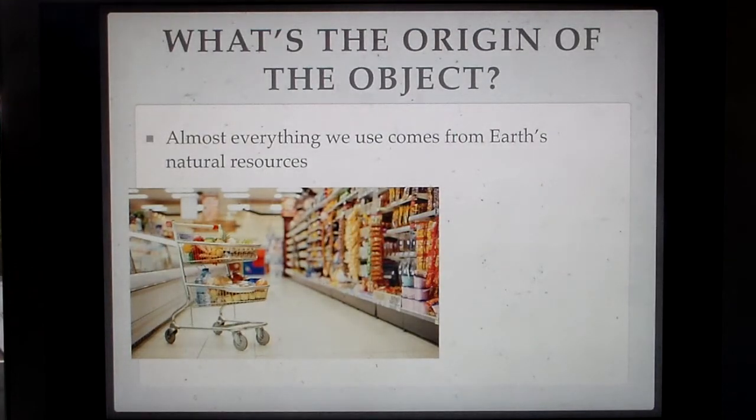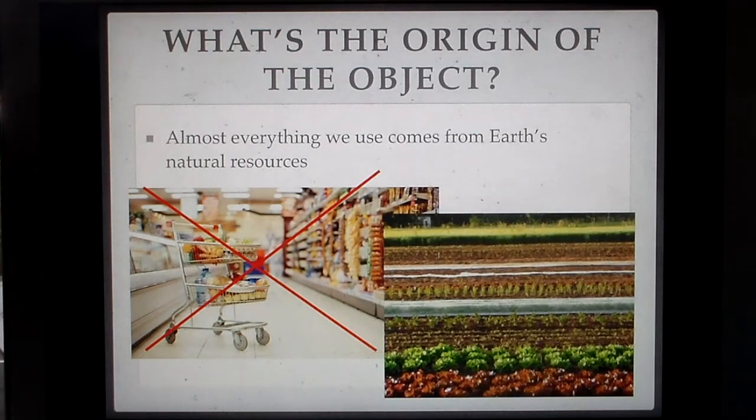So for this one, we are going to switch gears here a little bit. We're still going to look at renewable and non-renewable, but I want to focus on what's the origin of the object, because we like to think, oh, the grocery store is where stuff comes from, but no, it was grown somewhere, or it came from someplace on Earth.